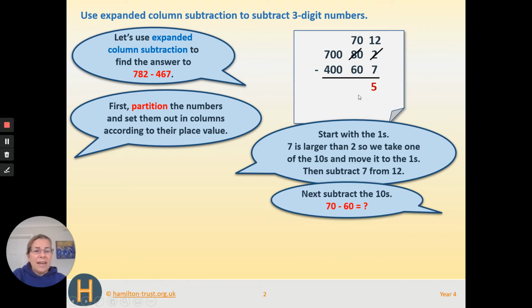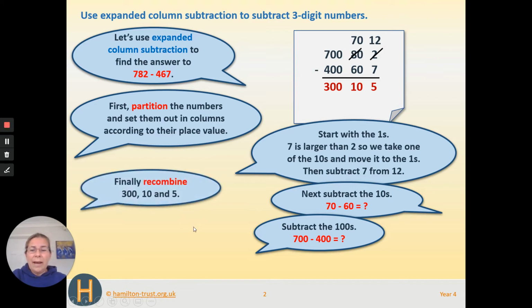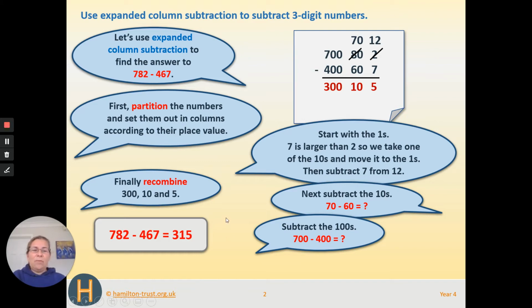Now subtract the tens. You've got 70 take away 60. Have a little think. Have you got the answer? Well done. Excellent job. 10. And 700 take away 400. The answer is? Excellent. 300. Now let's add those three numbers together. 300, 10 and 5. Slide them together and you have 315. Excellent job if you got that.